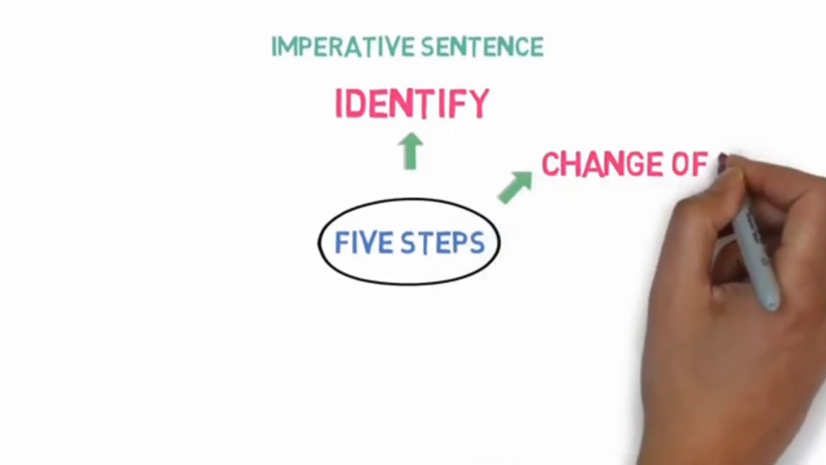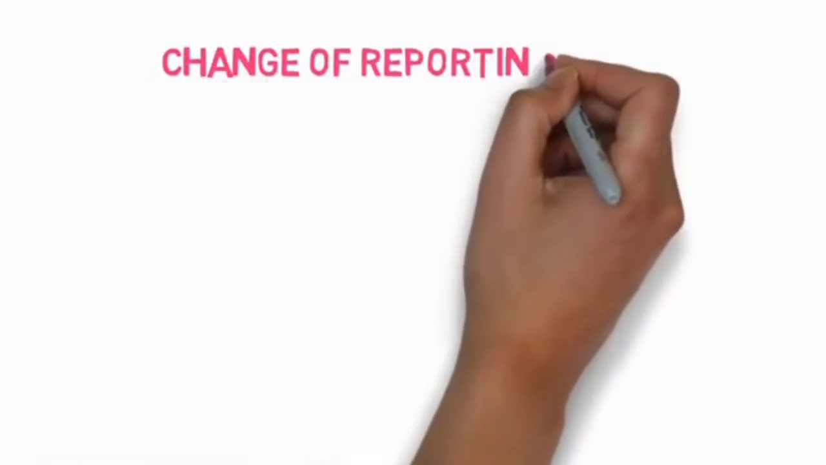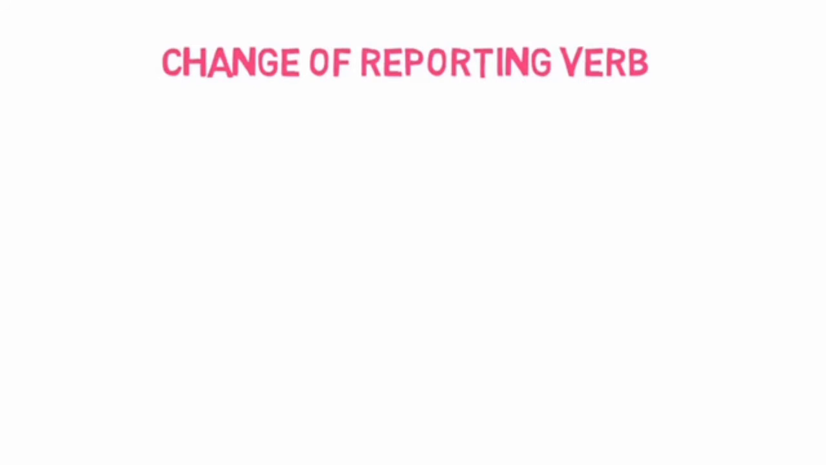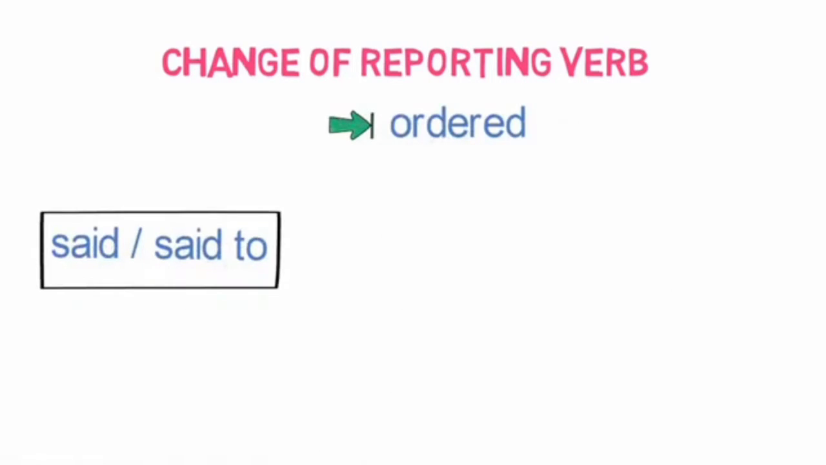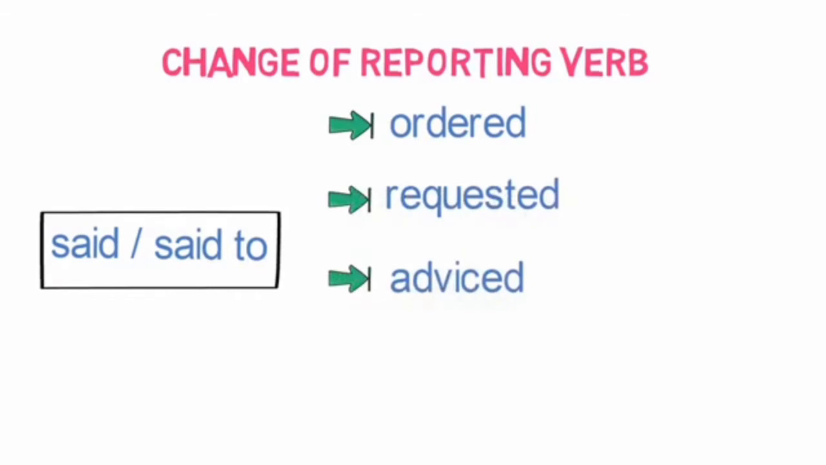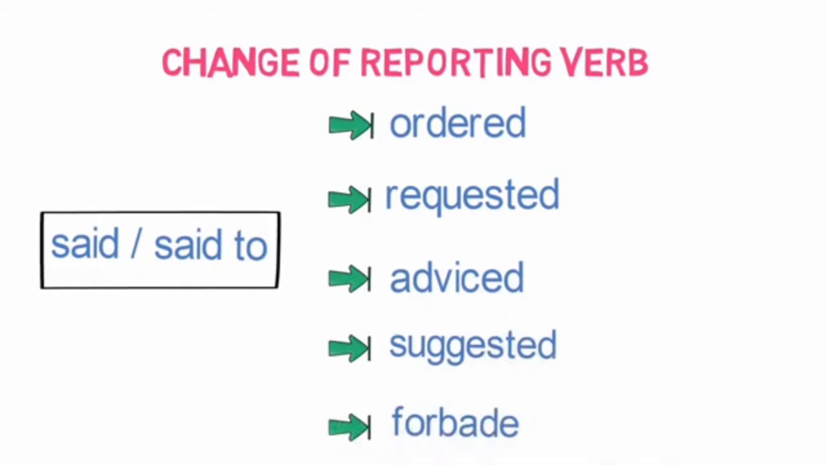Step 2 is the change of reporting verb. Reporting verb will change as per this workflow. Said or said to converts to ordered or requested or advised or suggested or forbade as per the meaning or the sense of the sentence.